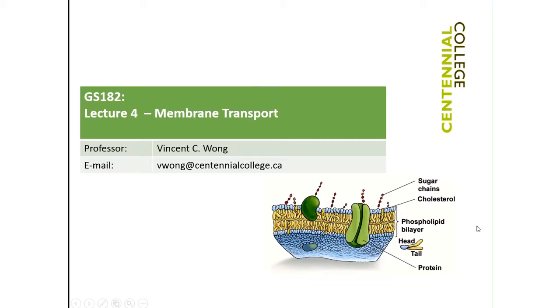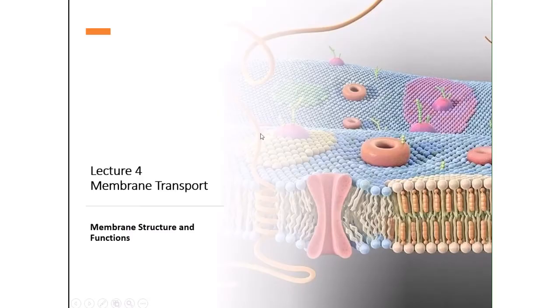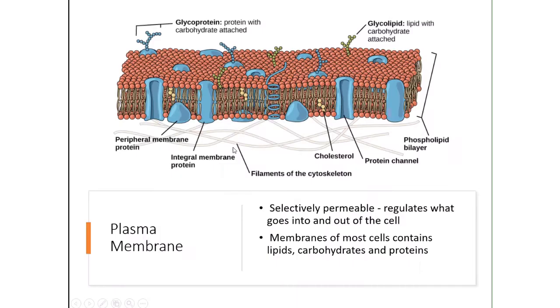In lecture 4, we are going to be looking at membrane transport, which is basically going to explain how things can cross the cell membrane, how it goes in, how it goes out, what controls the direction of movement, and the various ways that these materials can cross the cell membrane. So let's start with the membrane structure and function.